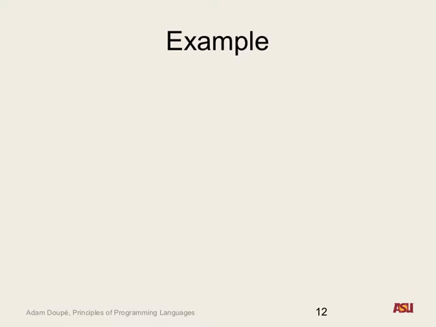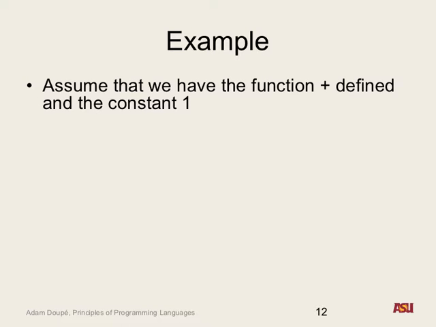Okay, so this is simply an example. We want to build up some intuition for what lambda calculus does. So what we're going to do is first assume that we actually have a function plus defined. We have not defined a function plus. There is no function plus in base lambda calculus. And we have some constant 1. We also didn't talk about numbers, addition, numerals.